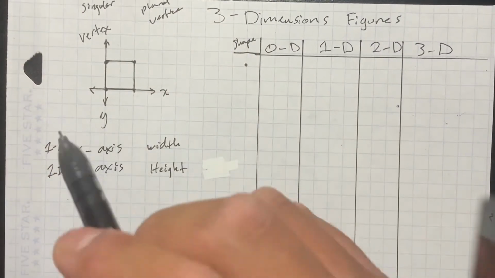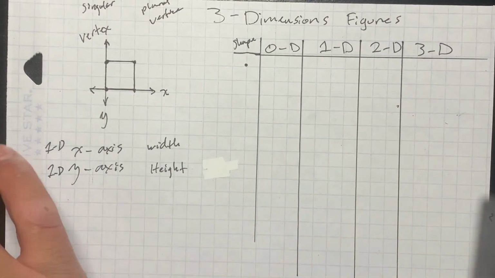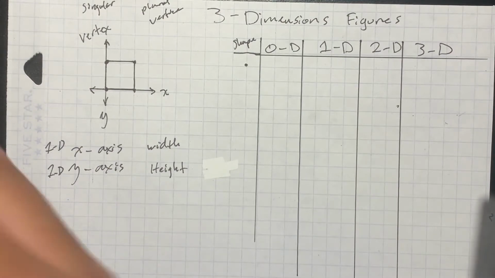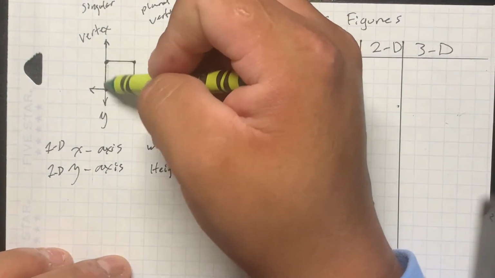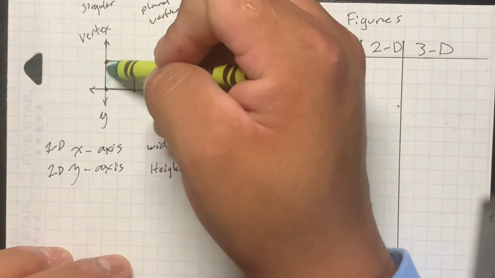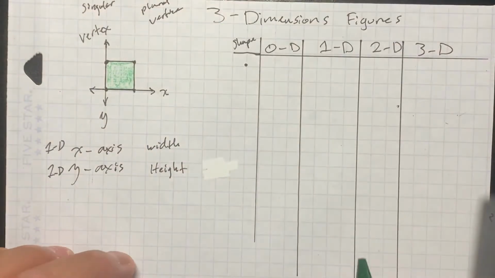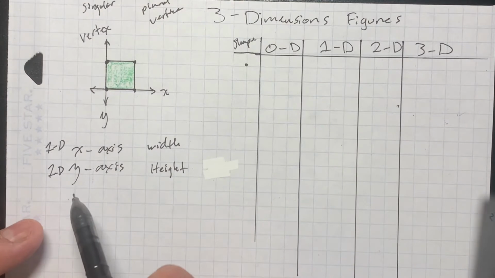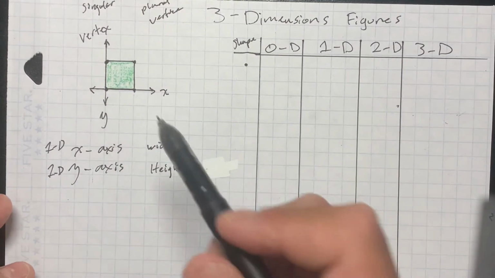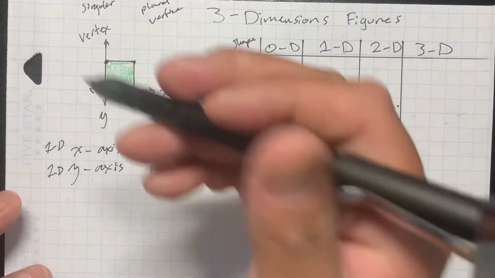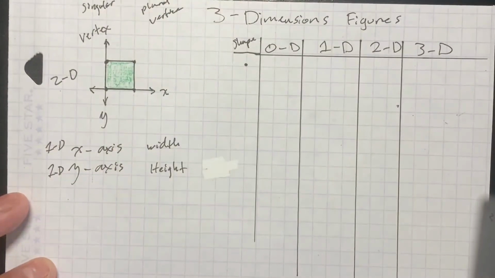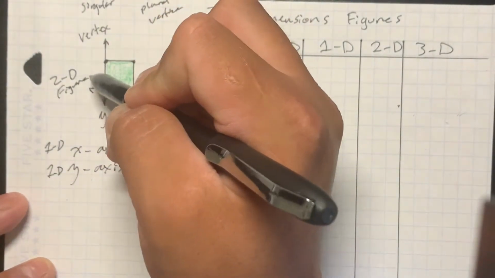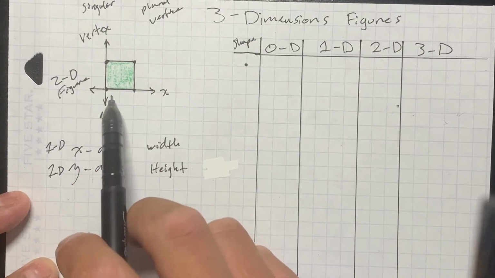So if we look at this box now, and if I were to go ahead and color it, I'm going to color it green. I'm going to color the area inside, all the space inside this square. Again, what's 1 plus 1? Well, 1 plus 1 is 2. So this square here is what we call a two-dimensional figure. It's a two-dimensional square because it has a height and it has a width.